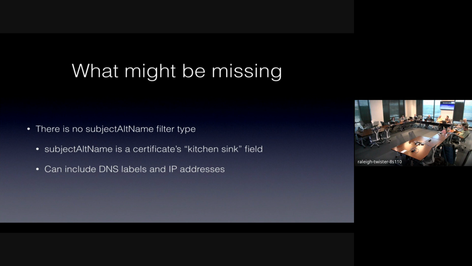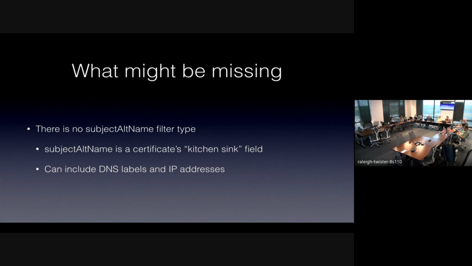Okay, so there are some things that I recognize are missing. Probably the biggest thing that people are going to complain about right off the bat is that there's no filter type for the subject alt name. There's a filter type for looking at the subject field. There's one that looks at the issuer field and some of the other fields. There is no filter type that looks at the subject alt name.